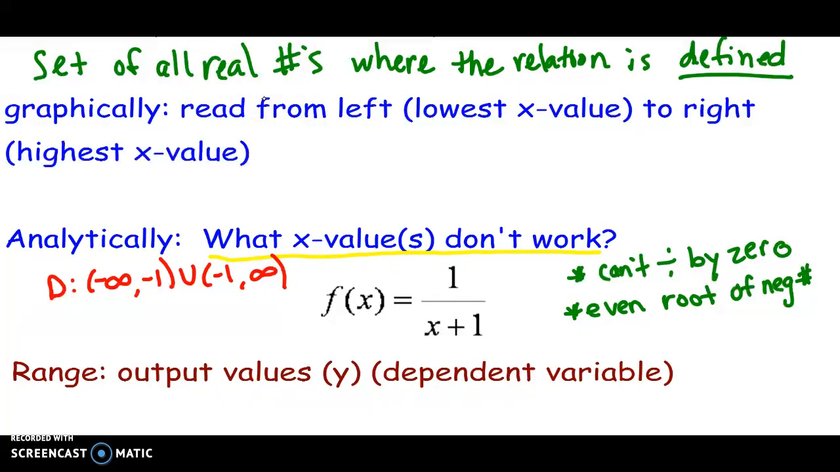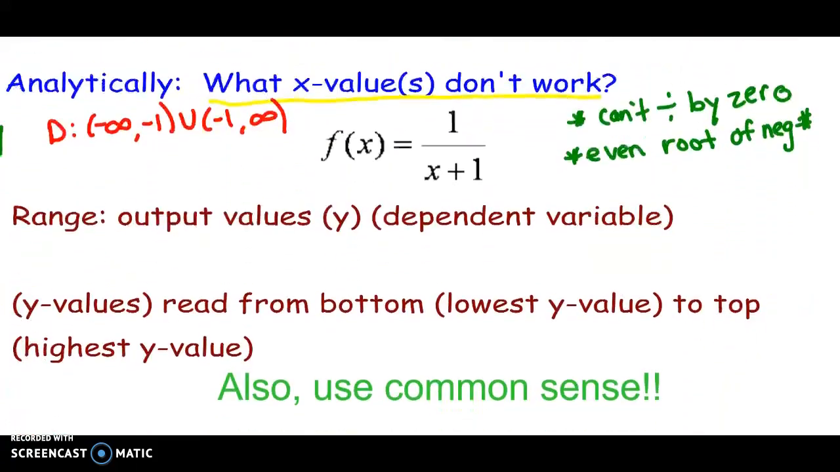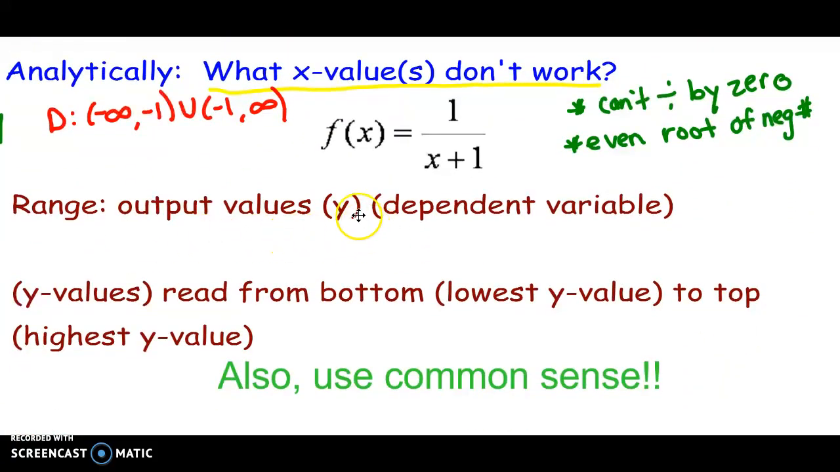Now, range, when we think about range, we should think about output. Okay, so output values, usually it's y, it's our dependent variable. Just keep in mind that we read this from bottom to top on a graph, right? So think what's the lowest y value that we could have up to the highest.